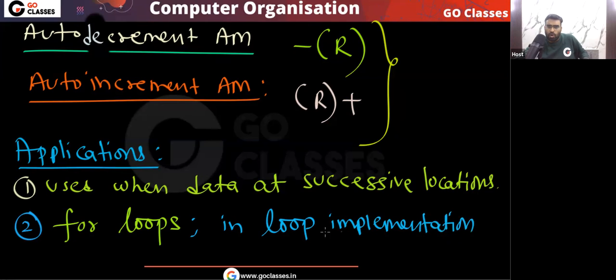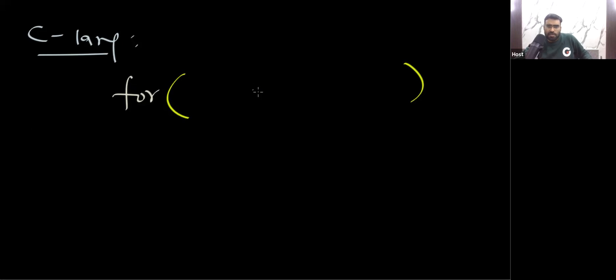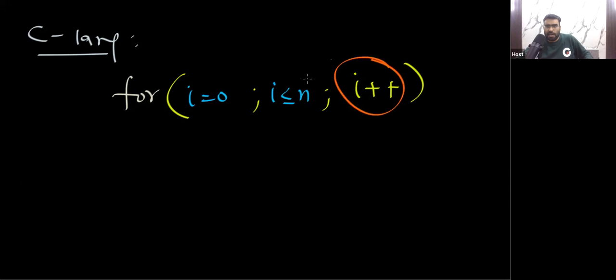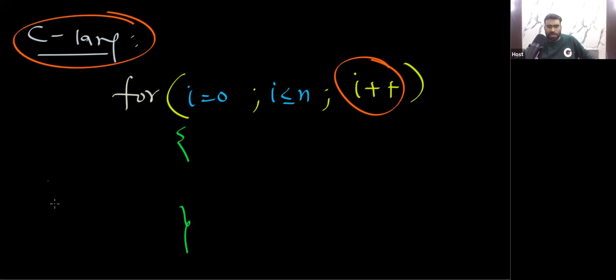Okay, in the loop implementation, you can use it. When you write a loop in a high-level language like C, if you are writing a for loop, you remember three things you write: there is something like i = 0, something like i is less than or equal to n, and i plus plus. Is this clear? In the C language, this type of code you have written. Agree or not? Very simple.